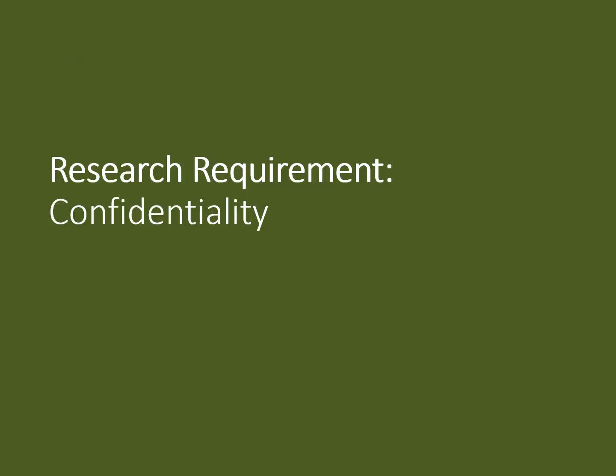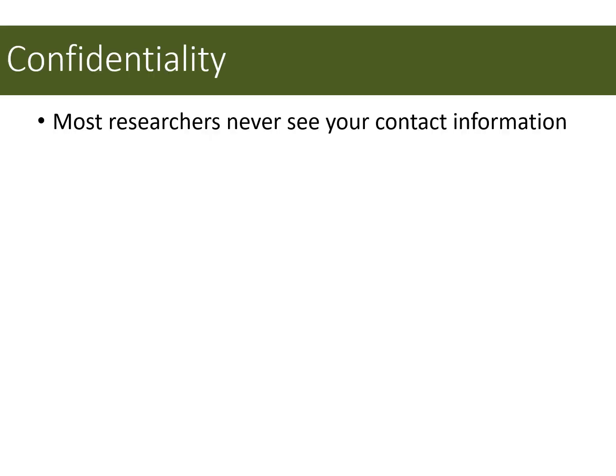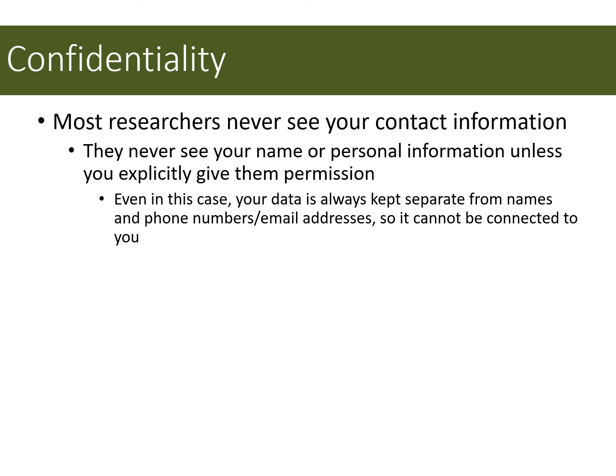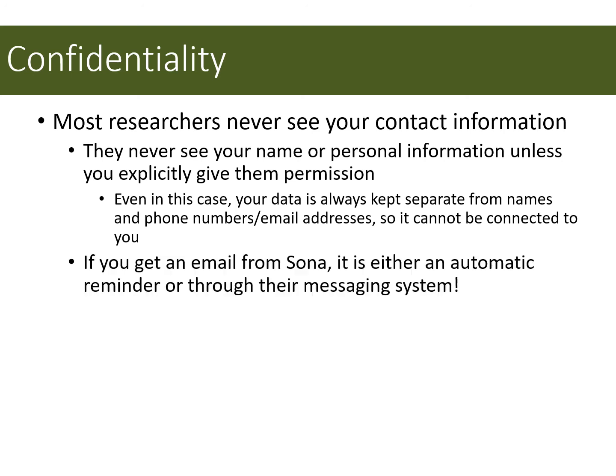Next, we're going to discuss the importance of confidentiality. So most researchers never see your contact information. They never see your name or personal information unless you explicitly give them permission. And they would have had to have IRB approval to ask you to give them that information. And even in this case, your data would always be kept separate from your name, phone number, email address, any personal information they might have, so that your data, your responses cannot be associated and connected back to you.